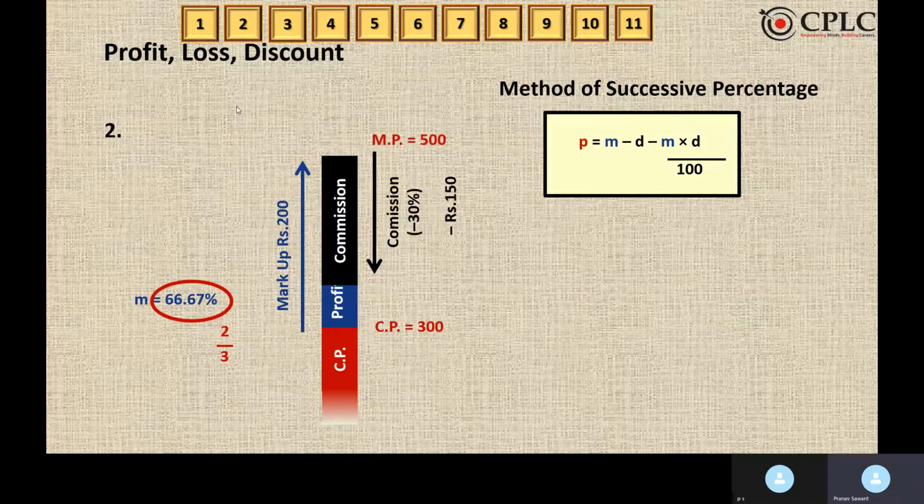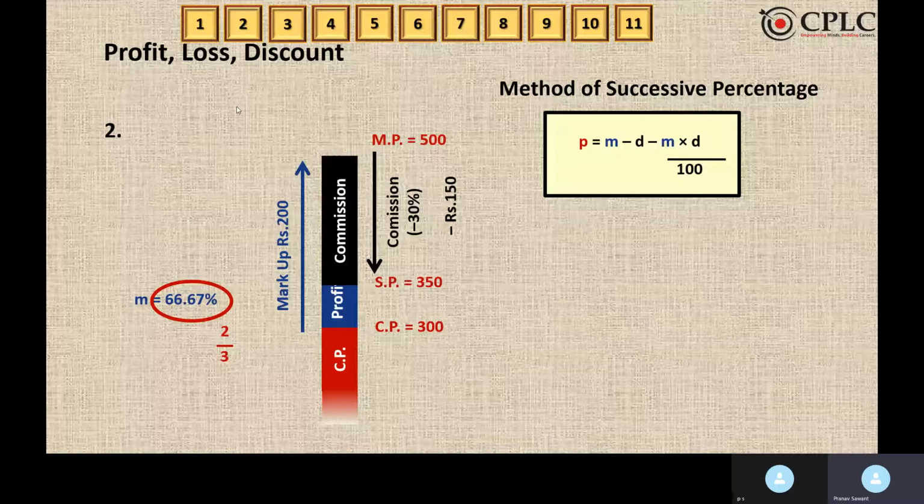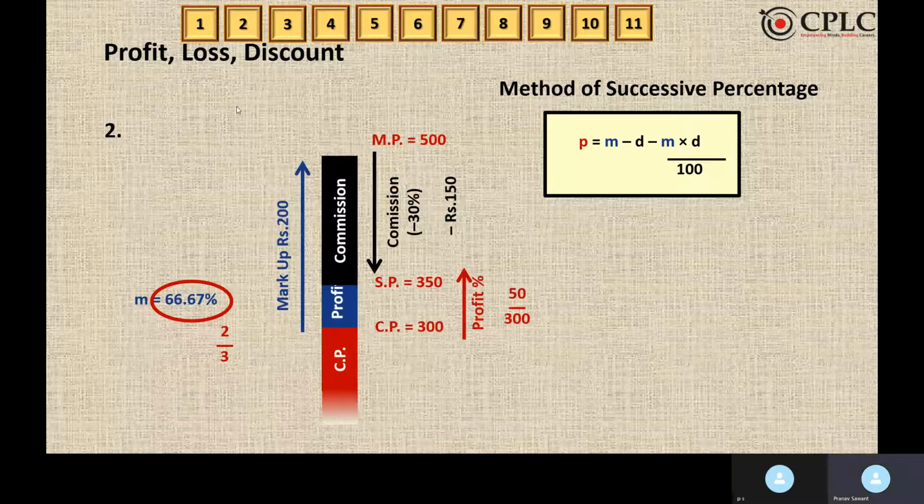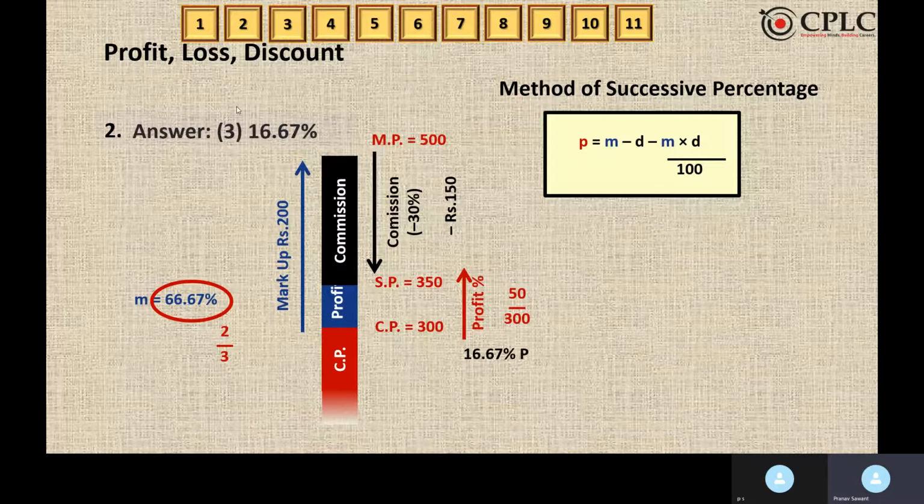Giving 30% discount, that is the discount of 150 rupees, 500 minus 30%. So 500 minus 150 will give us selling price, that is 350. Profit is 50 upon 300 into 100 by applying profit percent formula, and we will get the profit as 16.67%.